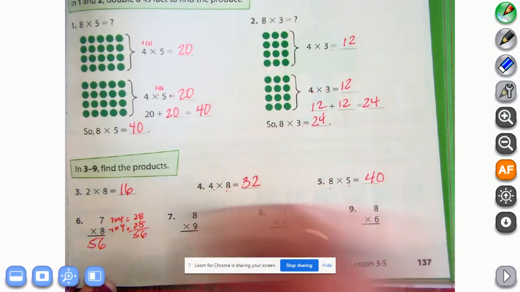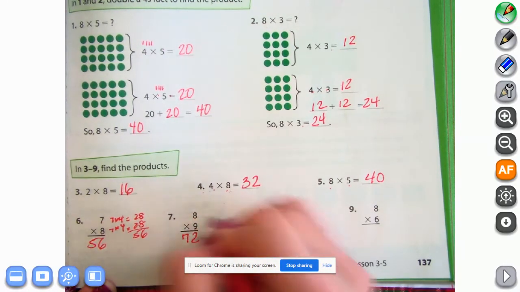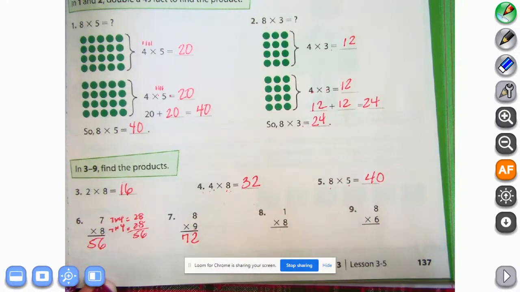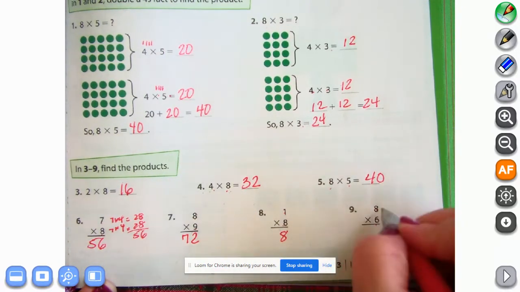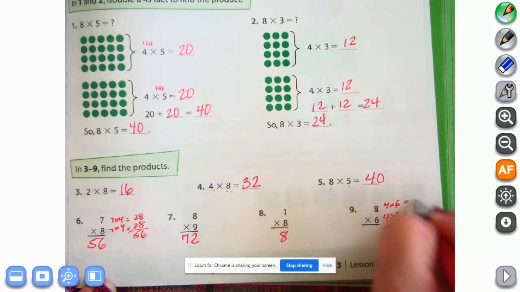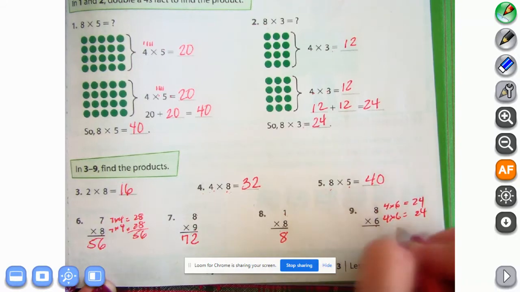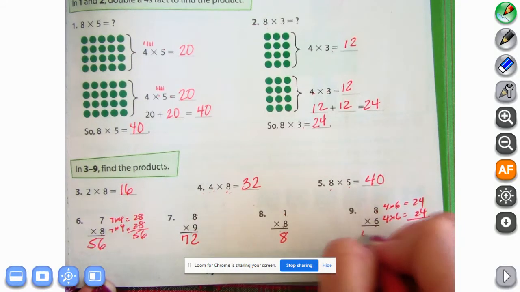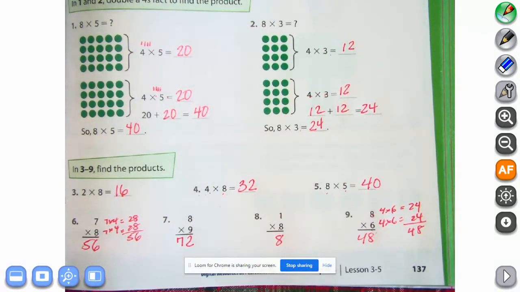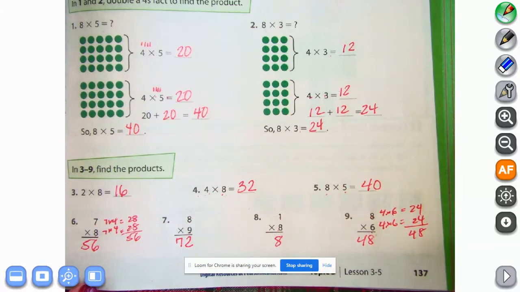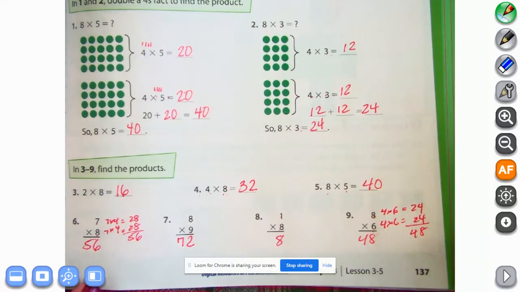8 times 9, you could do the nines trick if you needed to, or you can do 4 times 9 plus 4 times 9. 1 times 8 is 8. 8 times 6, you could do a 4 times 6 and a 4 times 6, which is 24 and 24, and they equal 48. All right, so go ahead and pause this if you need to get anything written down. Okay, so if you're ready, you need to pause it. Go ahead and pause on 1, 2, 3, pause.